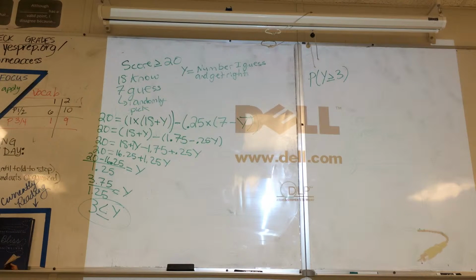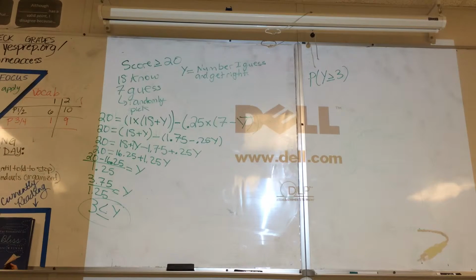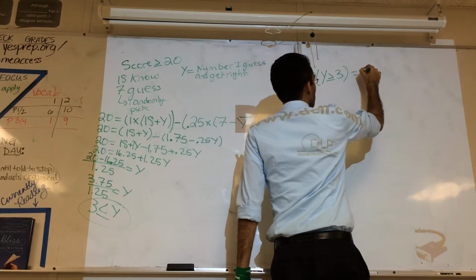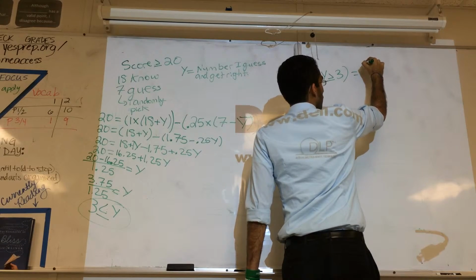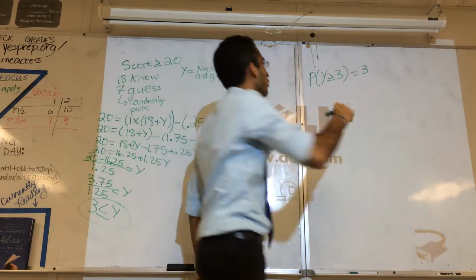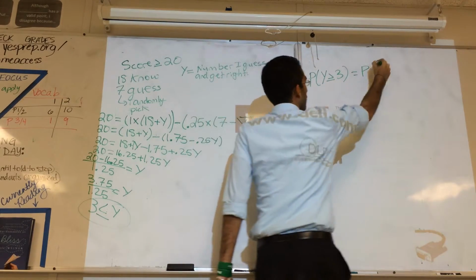So how am I going to do that? How am I going to find the probability that y is greater than or equal to 3? Now this is where we come back to the binomial. Tamar? Three? Oh, P. Sorry. Yep.